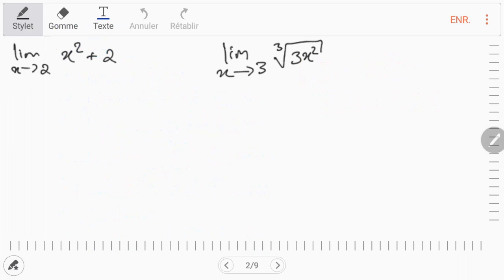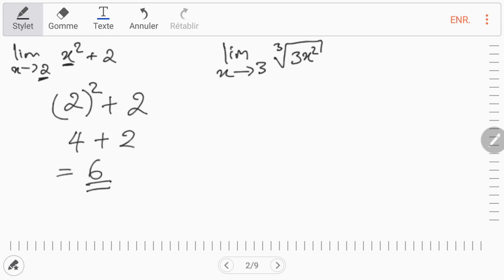Here we have the limit of x squared plus 2 as x approaches 2. You can solve by direct substitution, where you have 2 squared plus 2. You replace x by 2, and you obtain 4 plus 2 equals 6.